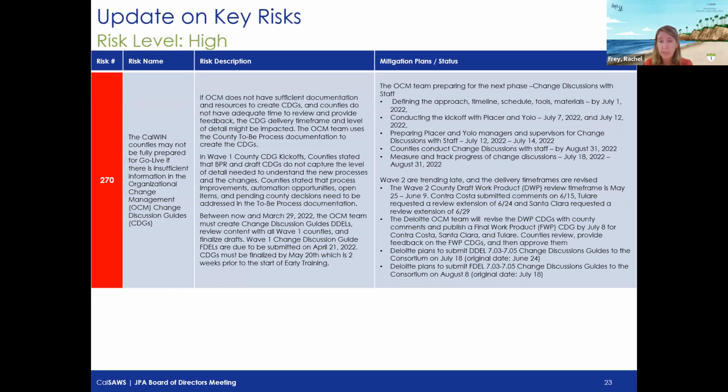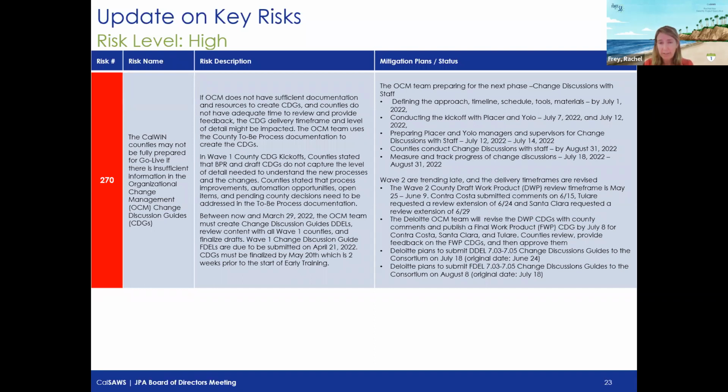For the wave 2 counties, we are in a state of red for wave 2. One of the wave 2 counties, which is Tulare, has provided their approval for the change discussion guide, and we will be proceeding forward with the conversations around the change discussions with Tulare as planned.